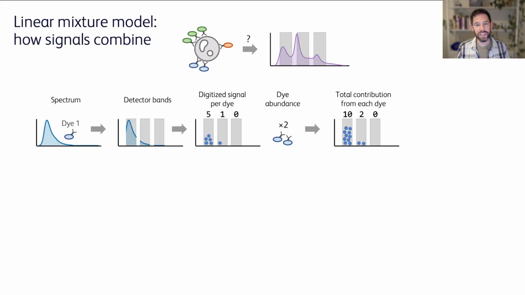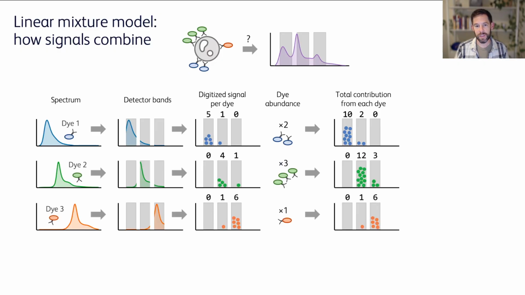And then the final signal I get from an individual color is just going to be the product of that digitized per dye signal times the abundance of dyes. In this case, for blue, two of my dye molecule. That's going to give me my total contribution from the blue dye. I can repeat this for my green and my orange dyes, and then see that I'm getting a different contribution to the final measured signal from each of those colors. The total signal that I measure is just going to be the sum of each of those individual dyes' contributions.